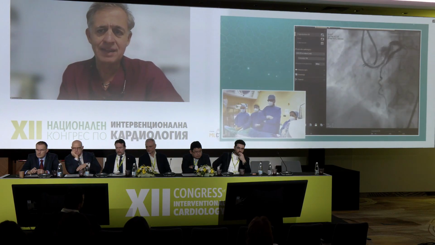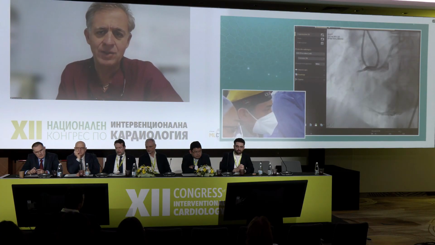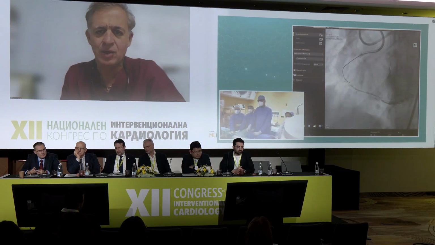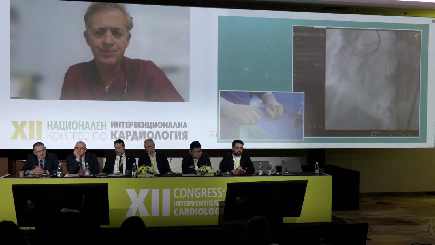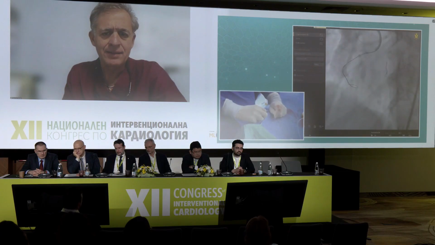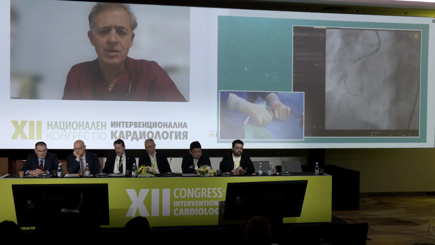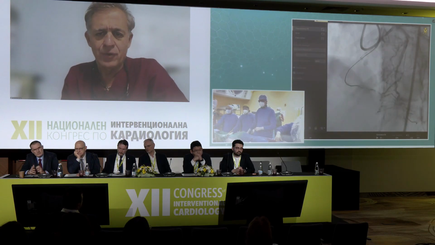This is a live case that I did some years ago. You can see here it's quite a complex RCA CTO, and I tried to puncture with the Gaia. I went subintimal, so I had to knuckle. This is the knuckling of the antegrade wire, and it is a rolling knuckle. You can see we have a good landing zone for re-entry.